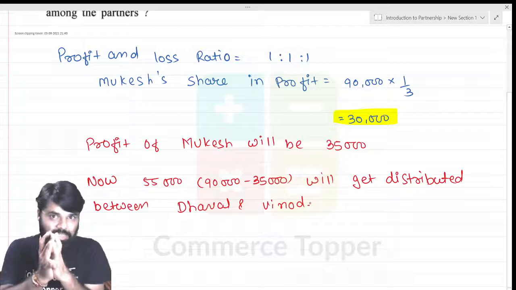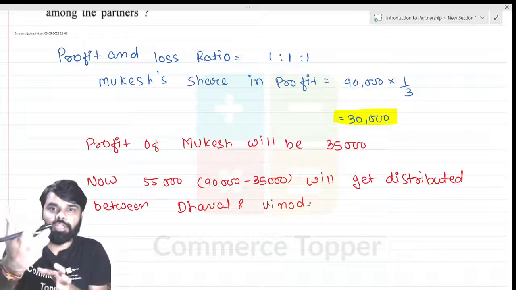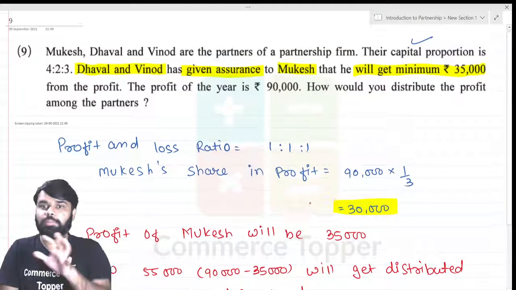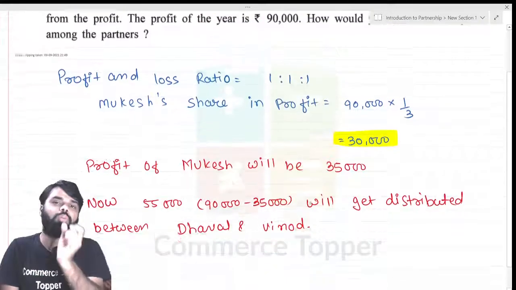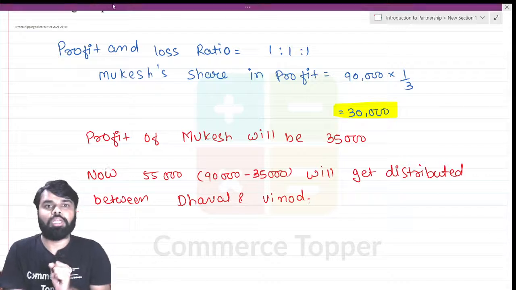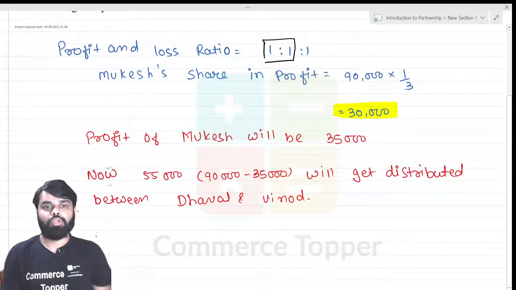The total 90,000 rupees profit was there, but out of those 90,000 profit, they gave 35,000 to Mukesh, as they have given assurance to Mukesh that you will get minimum 35,000. Okay, so now for Dhaval and Vinod, only 55,000 left, which they will distribute in the ratio. Now what is the ratio of Dhaval and Vinod? That is 1:1.